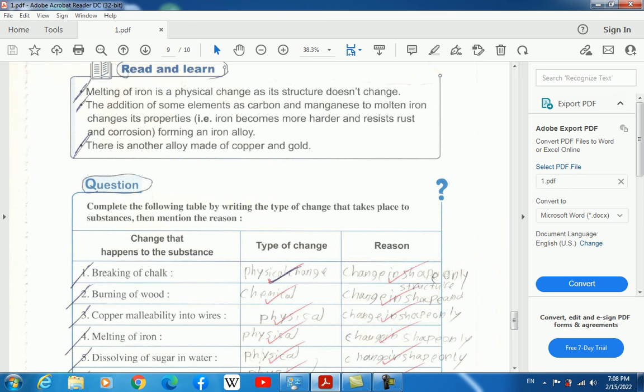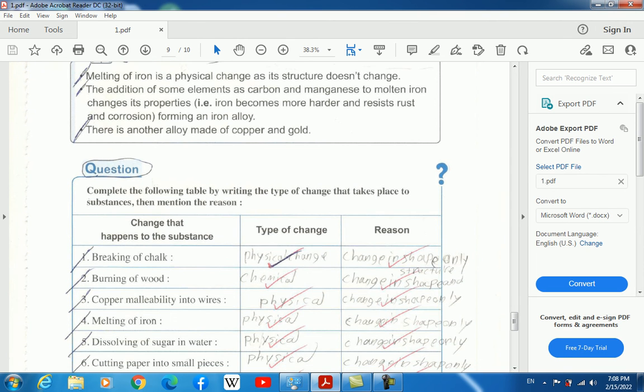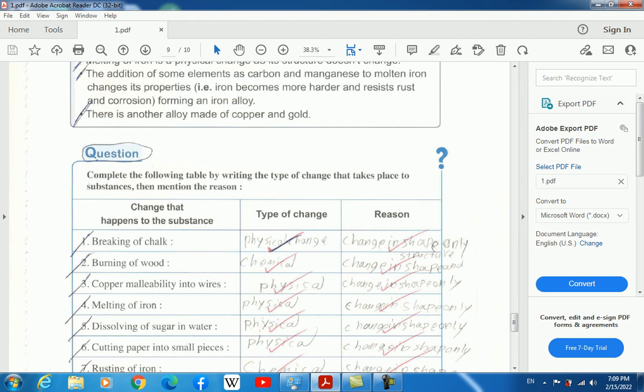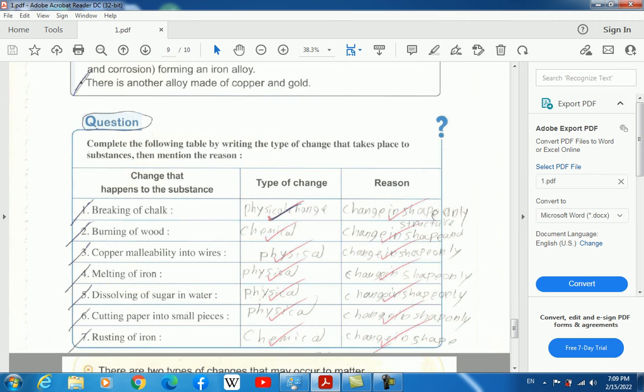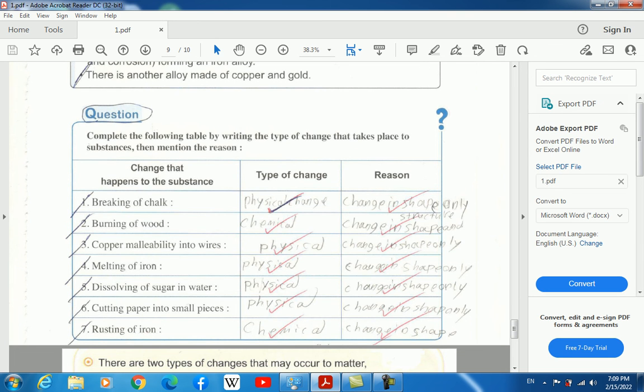And this is our extra bit of information, which is read and learn. Melting of iron is a physical change. Why? Because its structure does not change, so it remains the same, so it's a physical change. The addition of some elements such as carbon and manganese to molten iron changes its properties, such that the iron becomes harder and resists rust and corrosion, forming an iron alloy. Okay? So we add something to the iron to make it stronger and resist rust. There is another alloy made of copper and gold. So the gold, in order to be more shiny, we add copper to it in a small percentage.